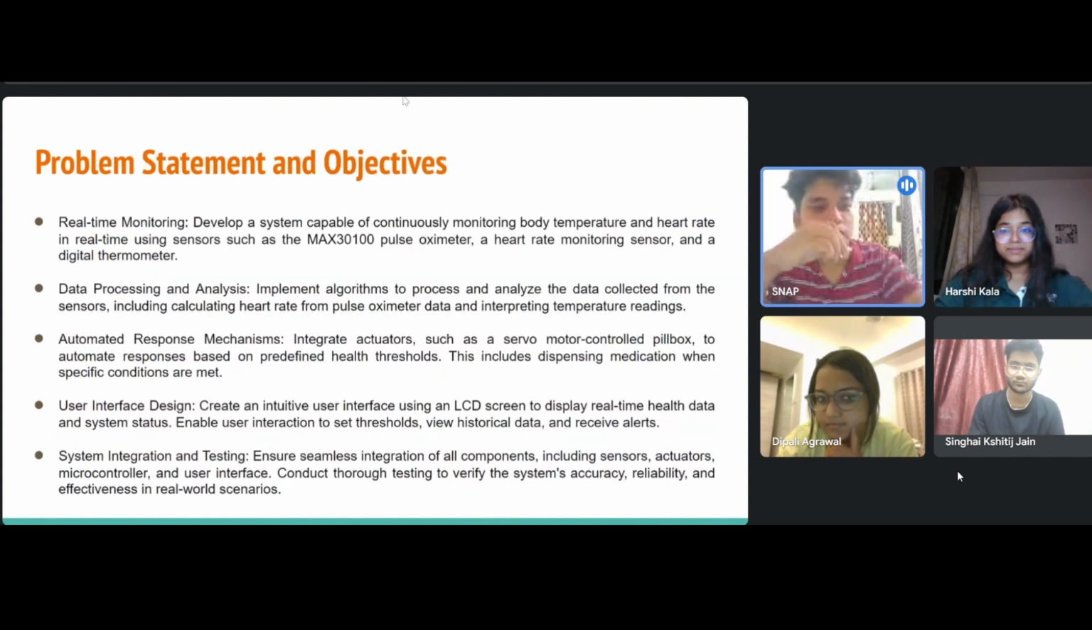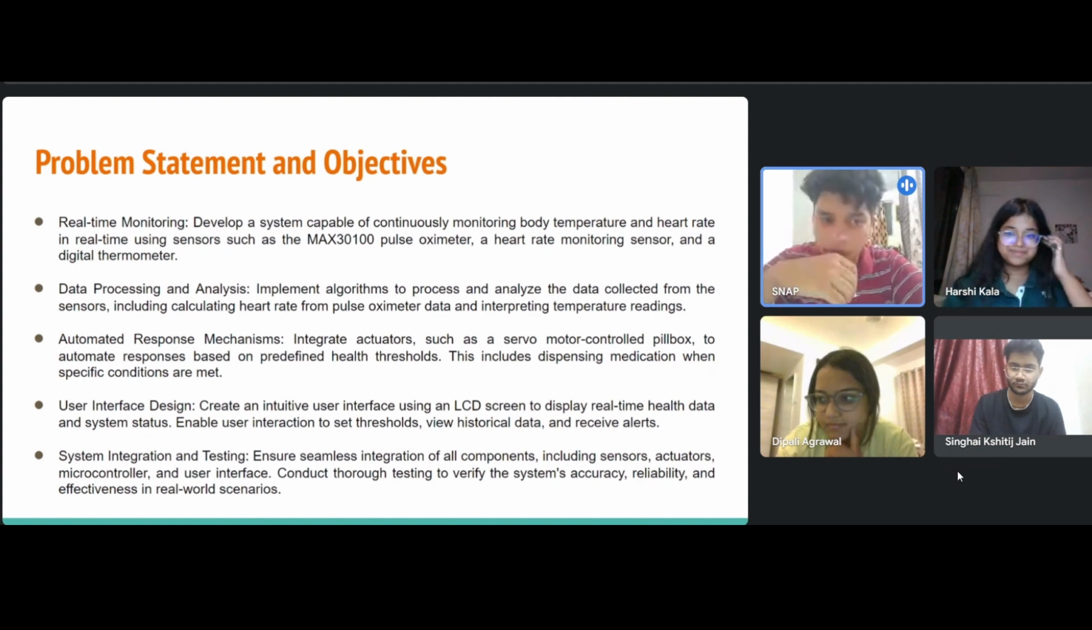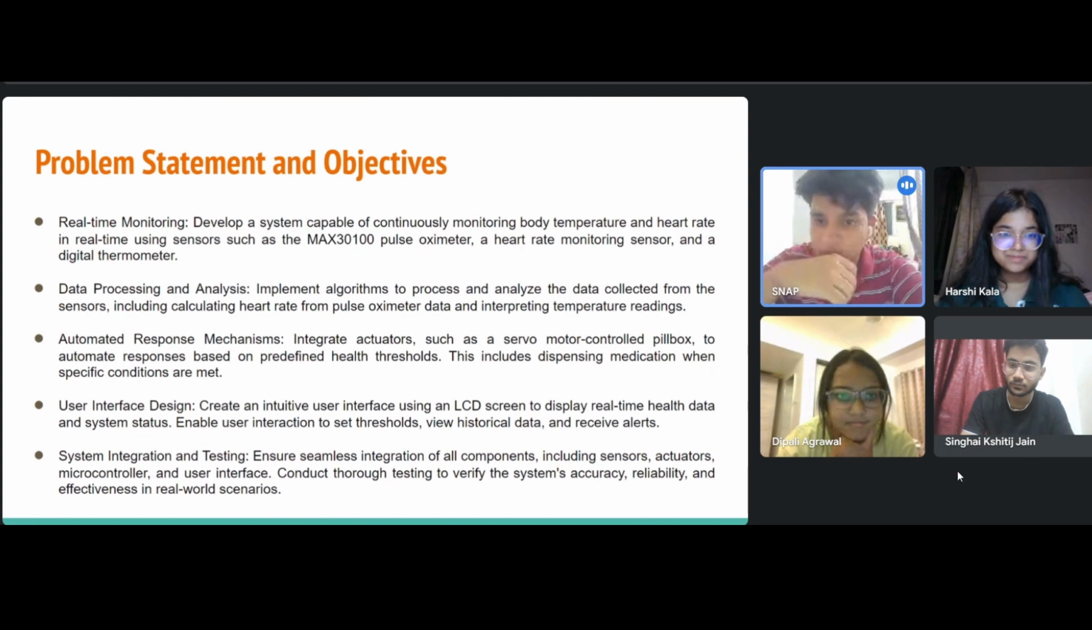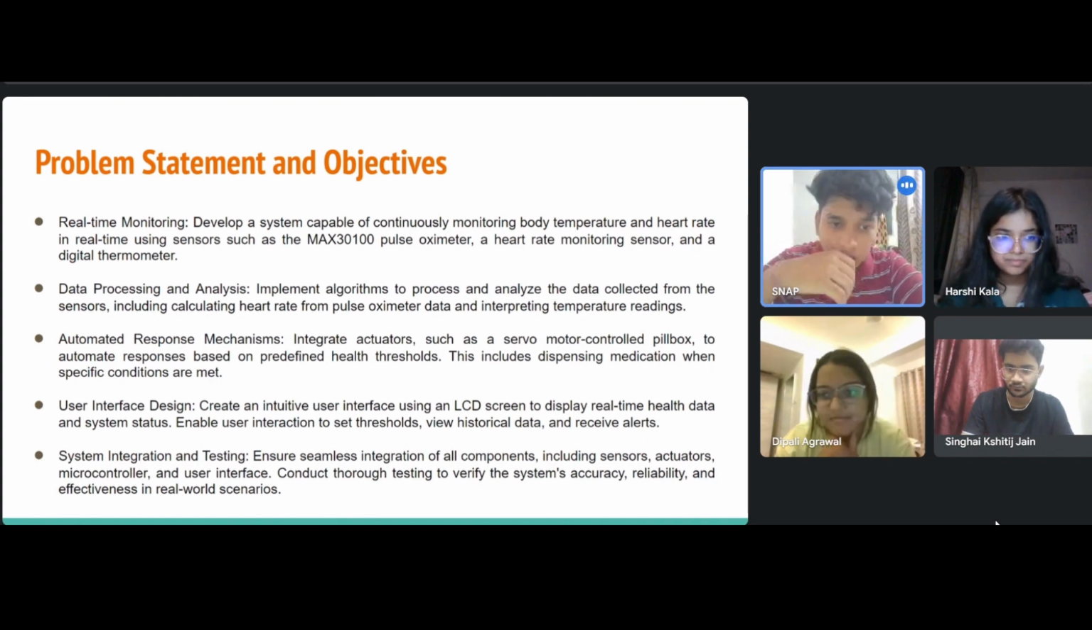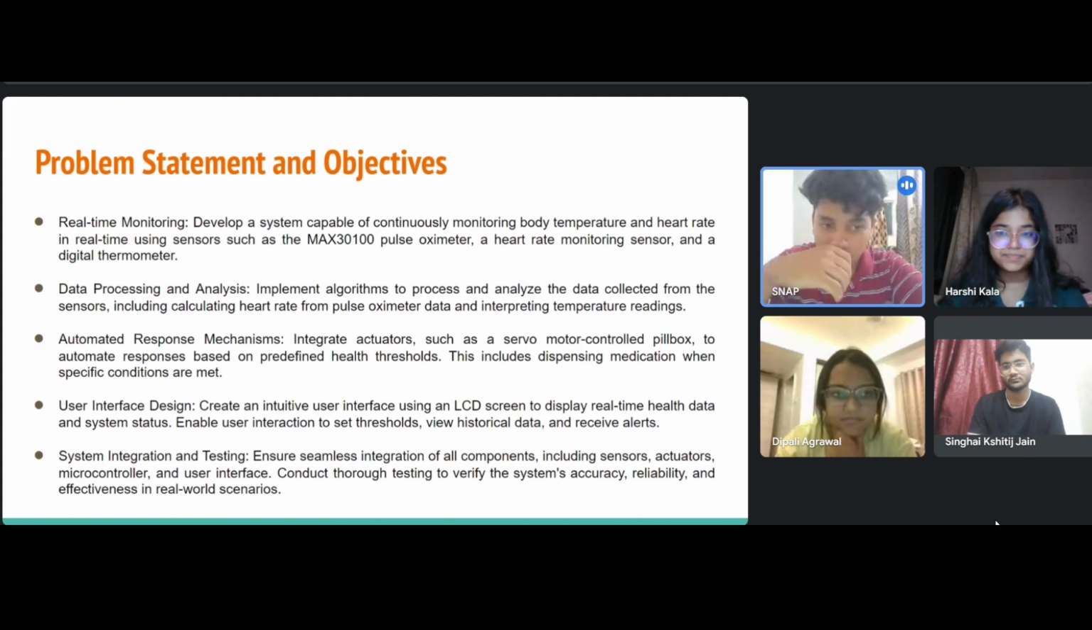So moving towards problem statement and objectives. First, real-time monitoring, which develops a system capable of continuously monitoring body temperature and heart rate in real time using sensors such as the MAX30100 pulse oximeter. Second is data processing and analysis. Implement algorithms to process and analyze the data collected from the sensors, including calculating heart rate.